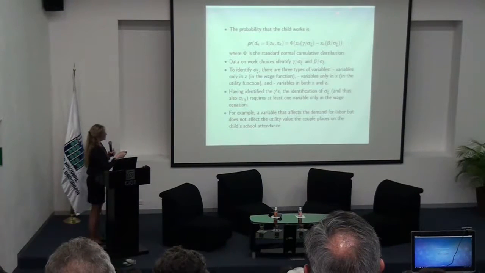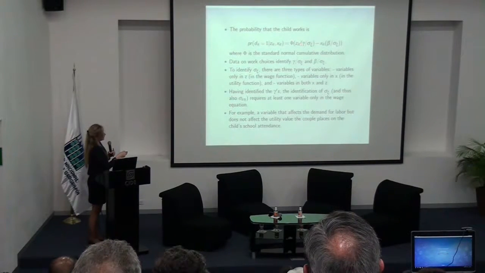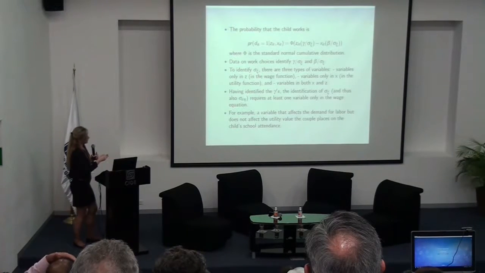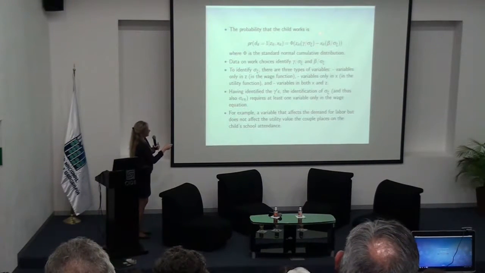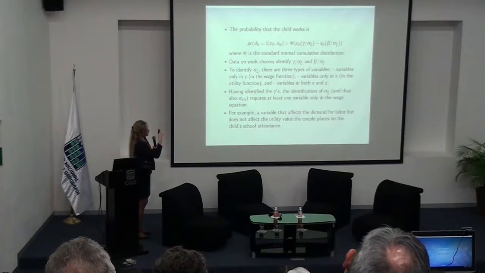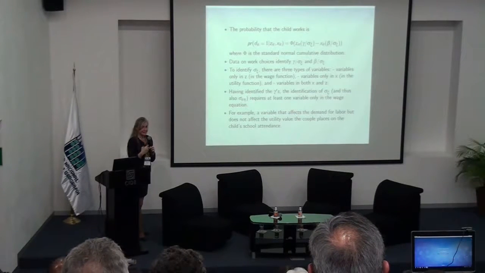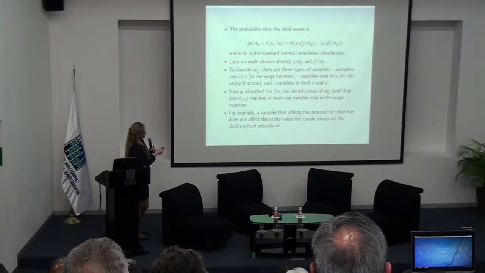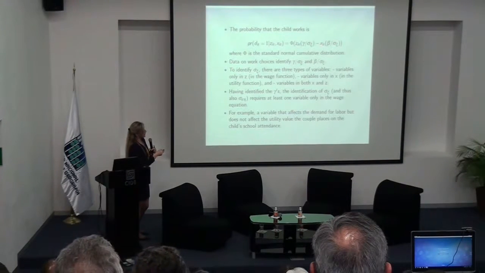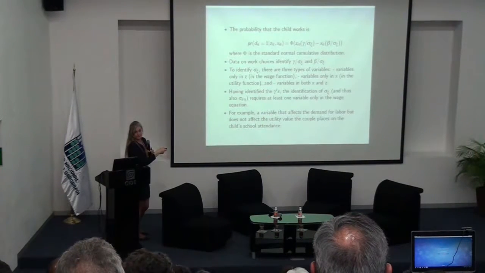And then from that, you can actually get this gamma. From the probit model, you would get gamma divided by sigma, and from the child wage equation, you can get gamma by itself. So if you have one variable that's in Z but not in X, that allows you to get everything: gamma, beta. Because if you have gamma by itself, and from the probit you have gamma over sigma, you can infer sigma, and then you can infer beta.